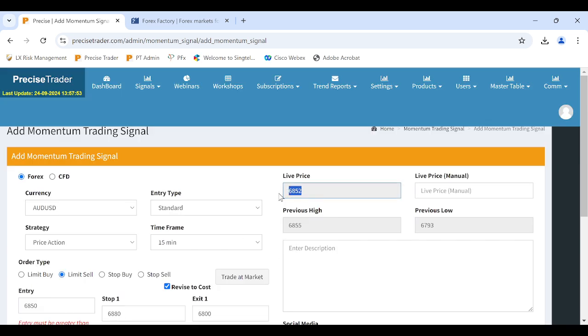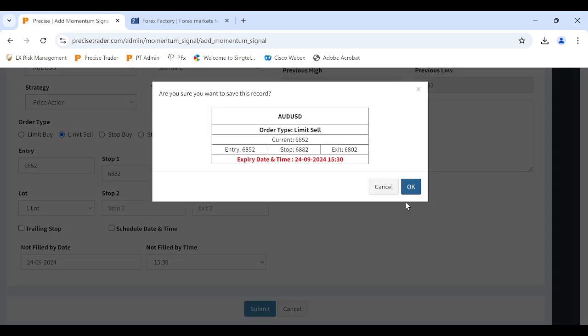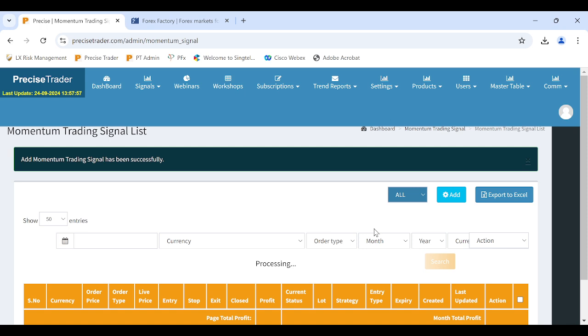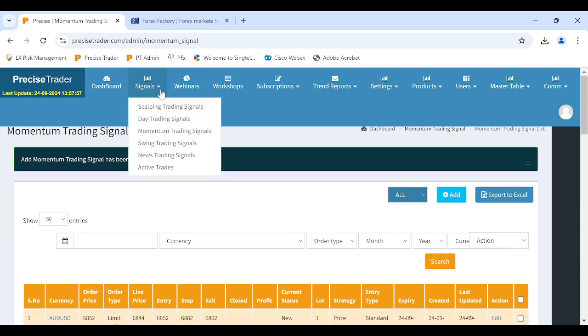Okay, hold on. I think our server is down. Okay, later I'll adjust these levels. Let me put in the trade as well.